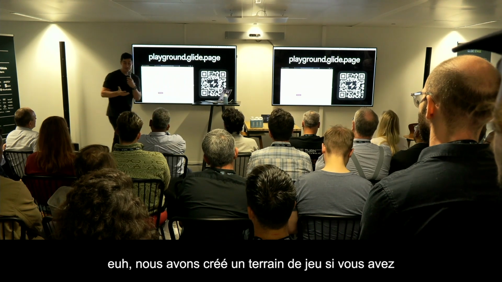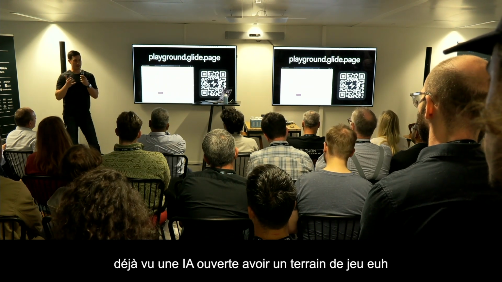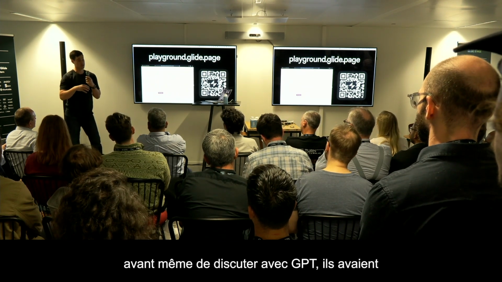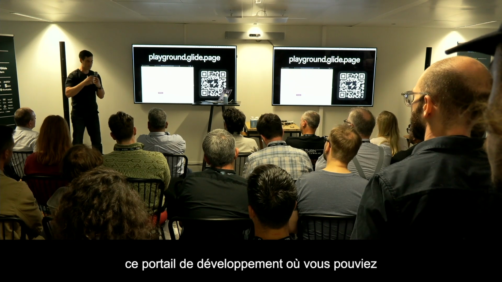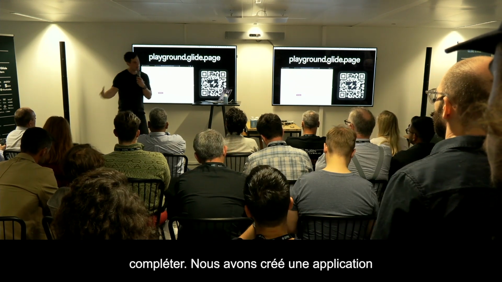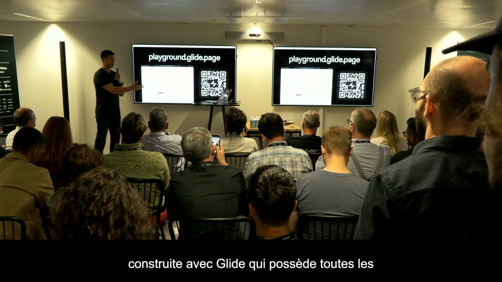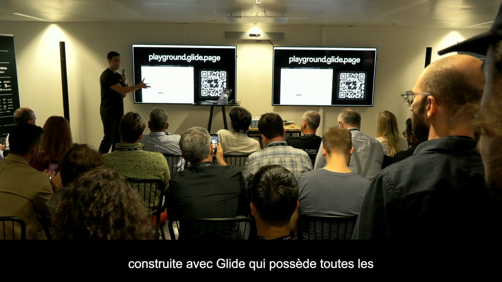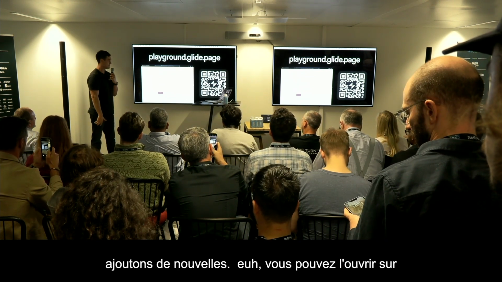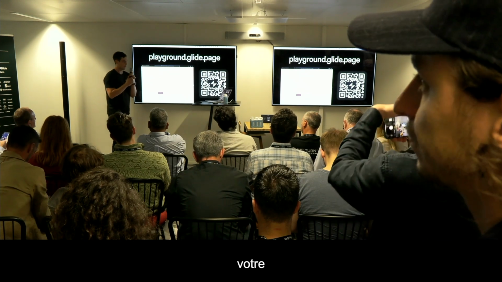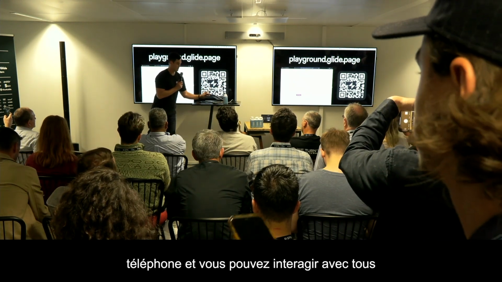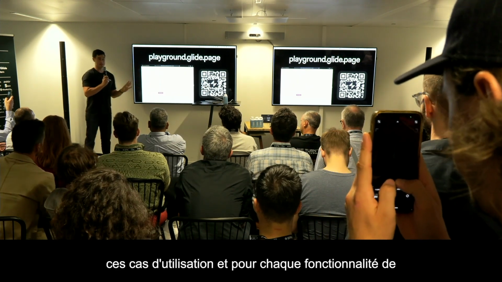We made a playground. If you've ever seen OpenAI has a playground, even before they had ChatGPT, they had this developer portal where you could put instructions in, ask an AI to complete them. We've created an app built with Glide that has all the Glide AI features. Well, most of them. We're adding new ones. You can open this on your phone, and you can interact with all these use cases.